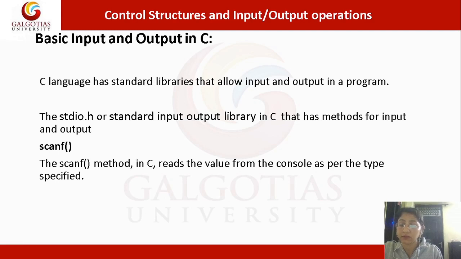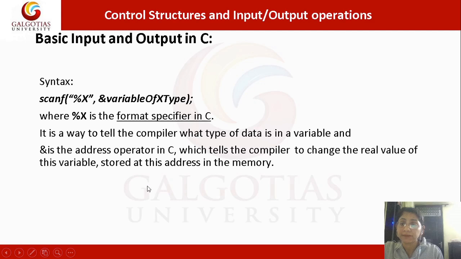Already you have seen them in your examples also. The scanf method in C reads the value from the console as per the type specified. When you write scanf, as we discussed in previous classes also, we need two pieces of information for the scanf function. One is the format specifier, for example percentage d, then the variable of a particular type, whichever type you use. That percentage d is called a format specifier in C.